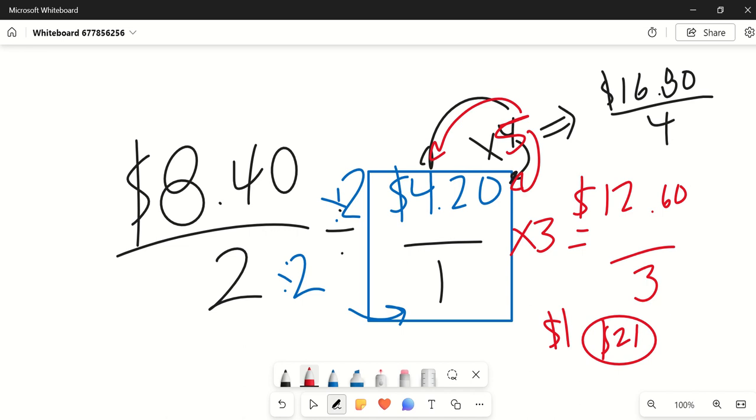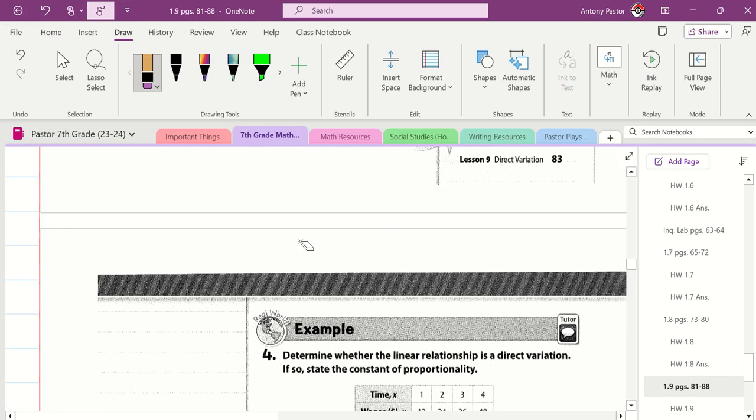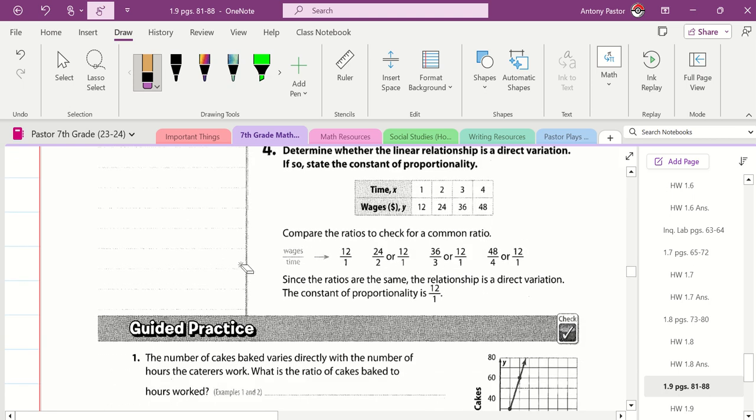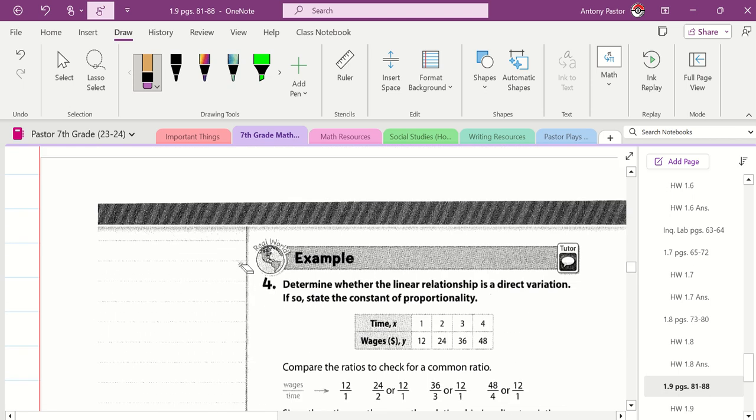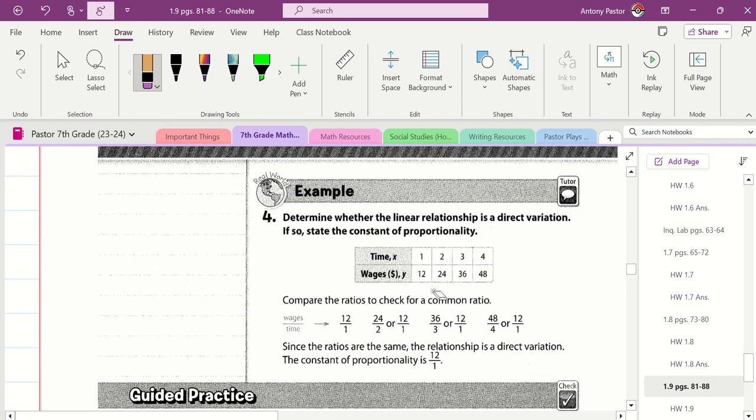So that is basically the lesson. Again, you're going to be able to tell if it's a constant rate of change or not based on the relationship between the two and the fact that there is no hidden fee. So again, this is an example of how much they would get paid. They are getting paid $12 an hour. 2 hours they get paid 24. 3 hours they get paid 36. 4 hours they get paid 48.